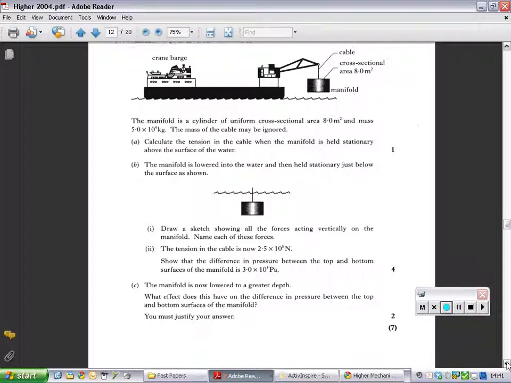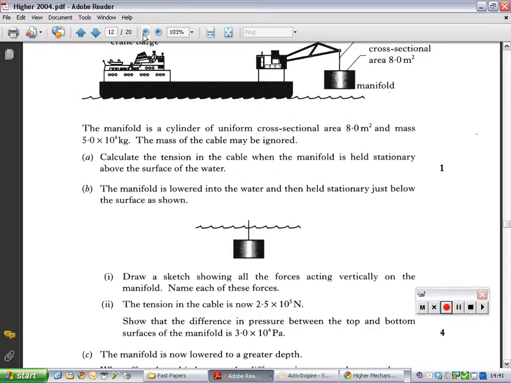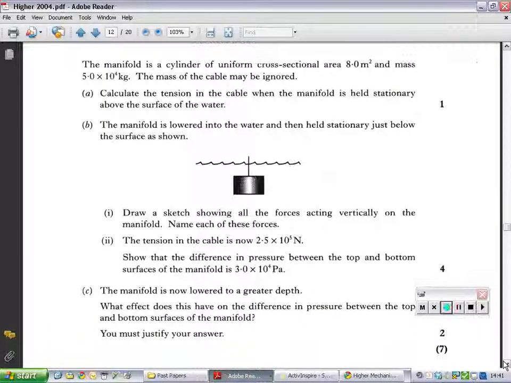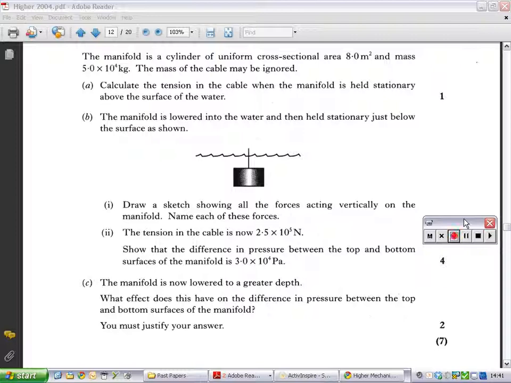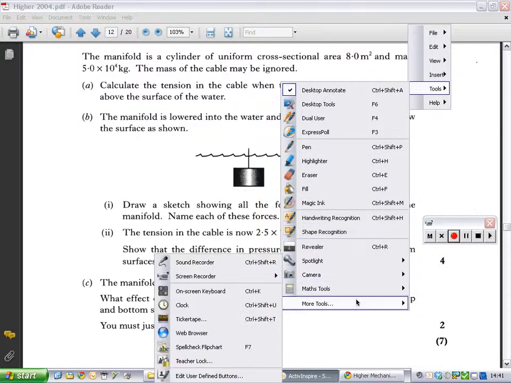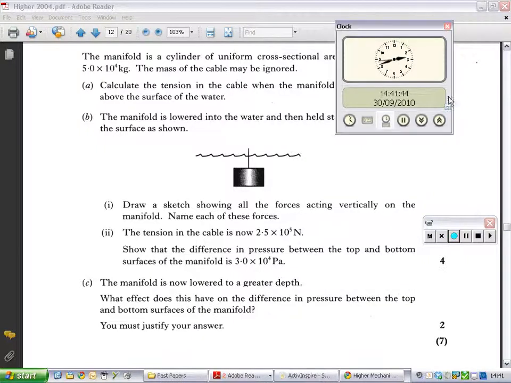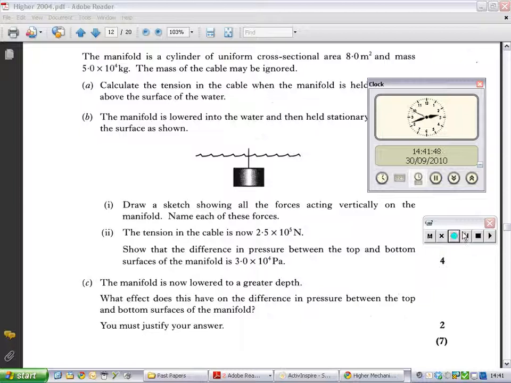So I'm going to get this zoomed in. I'm going to put 12 minutes up, and in fact I'll give you 15 minutes just to do the whole lot. There you go, it's 7 marks. I'm going to give you 15 minutes to get the whole lot done, and then we'll see how we go after the 15 minutes. So where's my tools? Clock. There's the clock. Try and put it somewhere at the side.